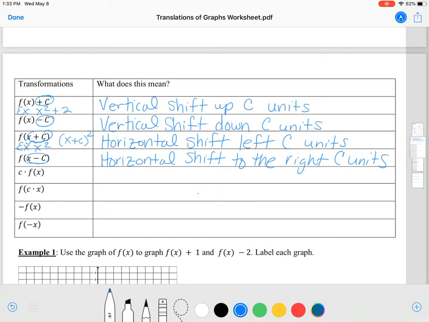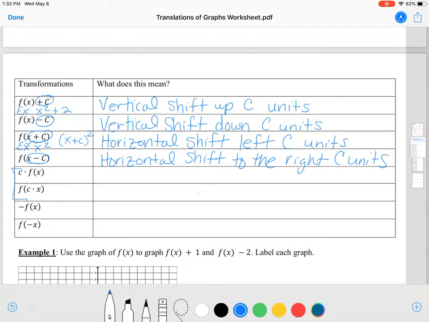Now, in the next 2 examples, if I multiply a number by the function or by x, then that means I'm going to be doing a vertical stretch or shrink or a horizontal stretch or shrink. So in that case, the shape of your graph might change a little bit, whereas the 4 previous rules were actually just picking up the entire graph and moving it up or to the right. We're not really changing the shape of it, we're just moving everything over, or up or down.